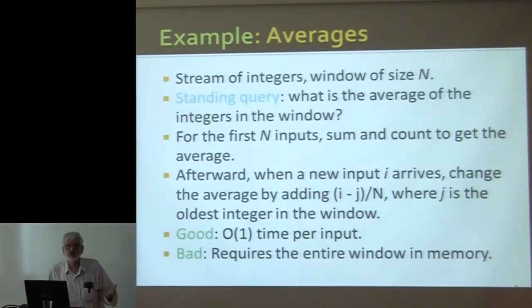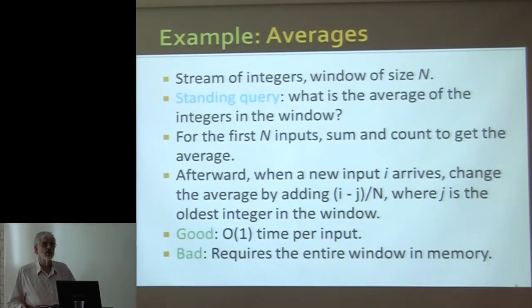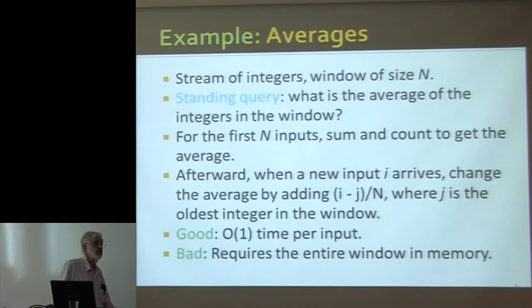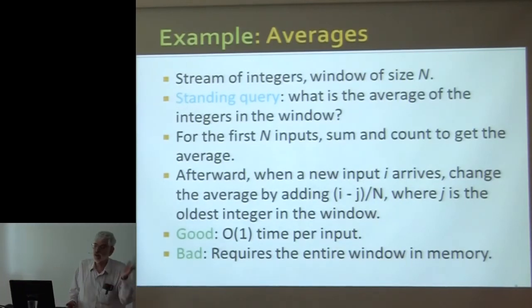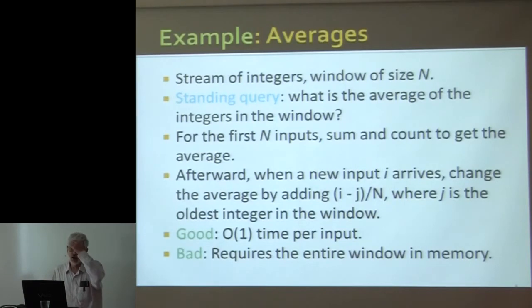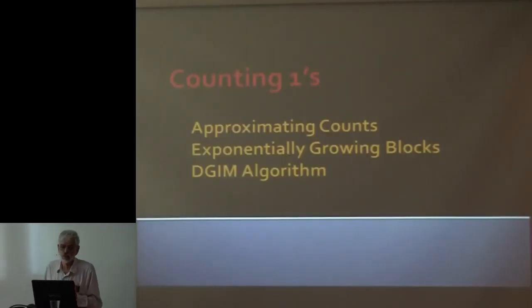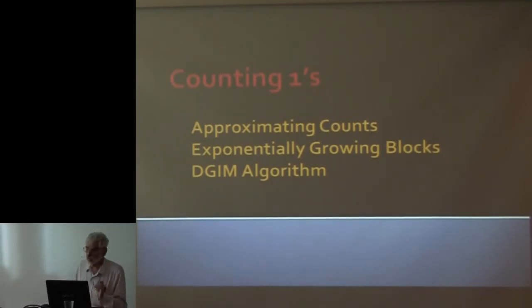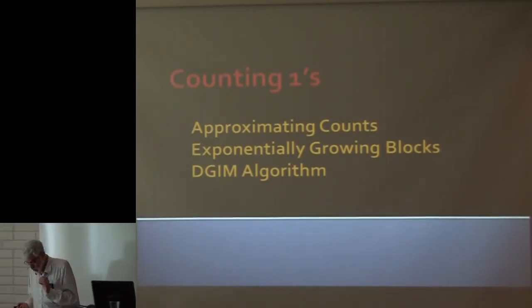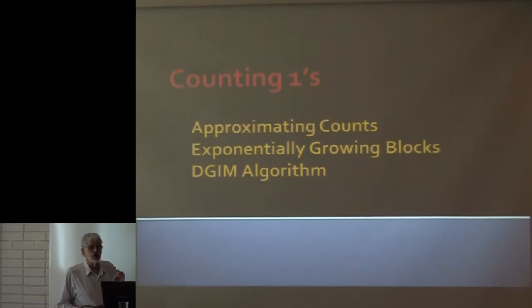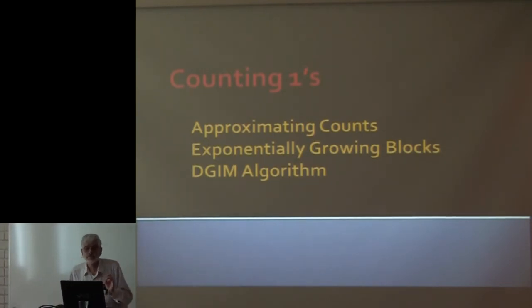But again, what if n is a trillion? You can't store that in main memory. Or if n is a million, but you have a million streams and you want to keep the average on each of those streams. So you might have some problems. And in fact, for this particular query, there really is nothing you can do if you want the exact answer. Okay, so what I want to talk about is an example of an approximate algorithm.